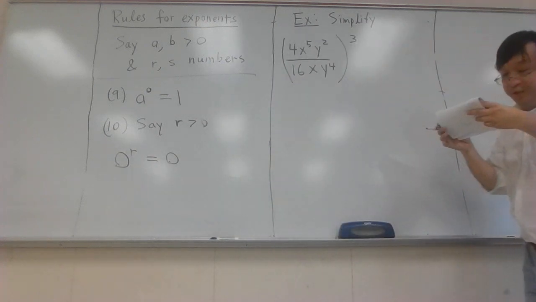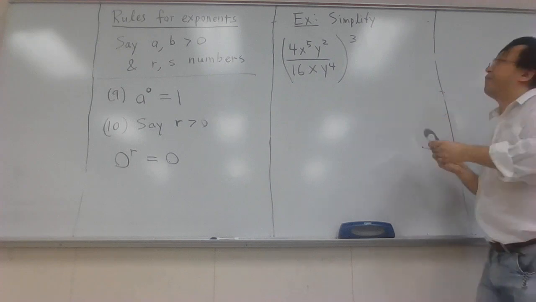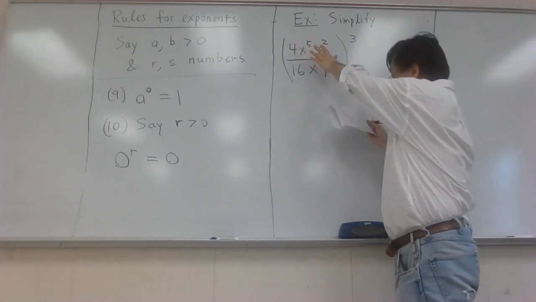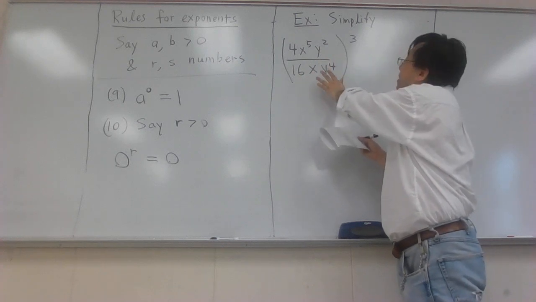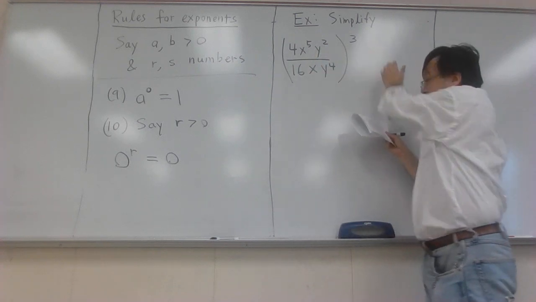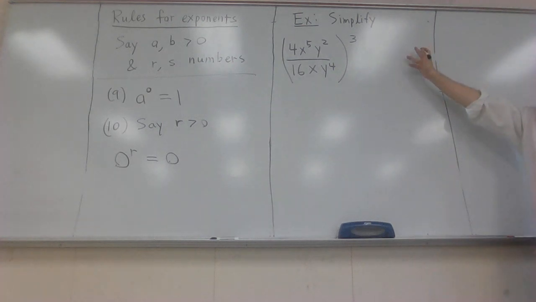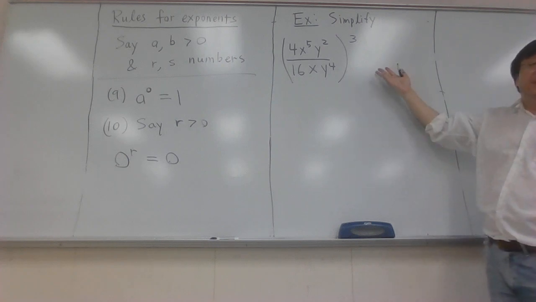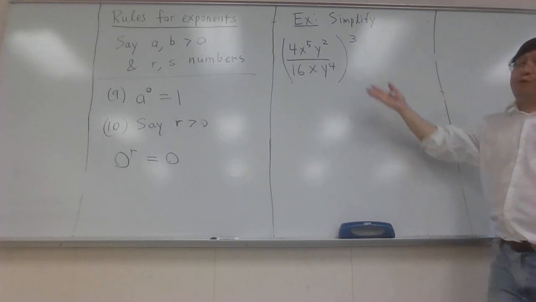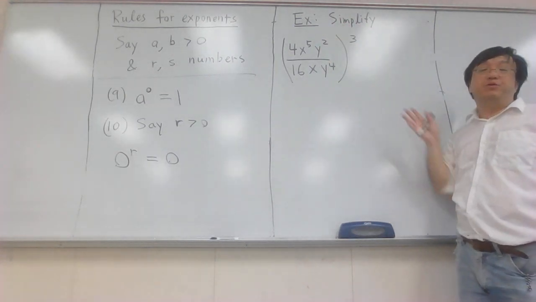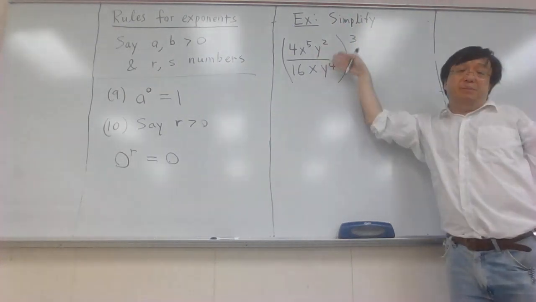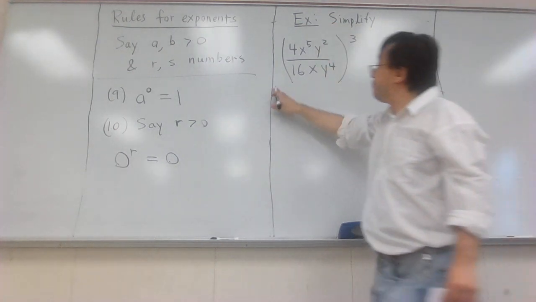Let me make sure I wrote it down correctly first. 4 times x to the 5th times y squared, divided by 16x times y to the 4th, and the whole thing to the power of 3. The first thing I would do to simplify this expression is to first simplify the stuff inside the parentheses.